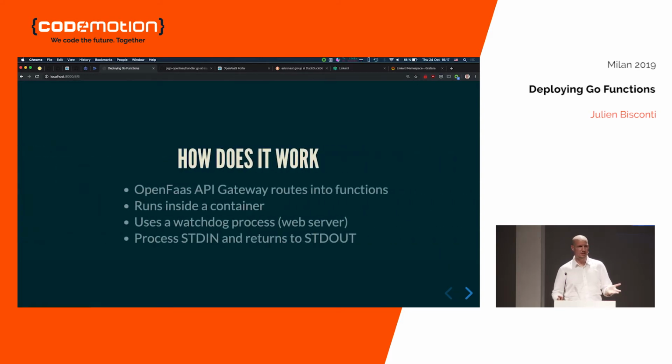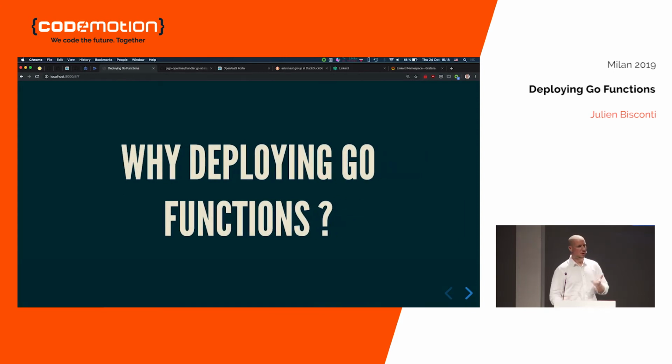And so that's all it does. You have a gateway in front that listens to a path. That path is actually the function name. It runs inside a container, so you have the gateway that routes the call to the right function. This function has a watchdog inside that converts this HTTP request to whatever format is there inside the container and process in standard input and a standard output. Does it ring a bell, this standard input and standard output? You know the Unix philosophy, where they process streams of text? Well, this is why deploying Go functions is actually quite interesting.